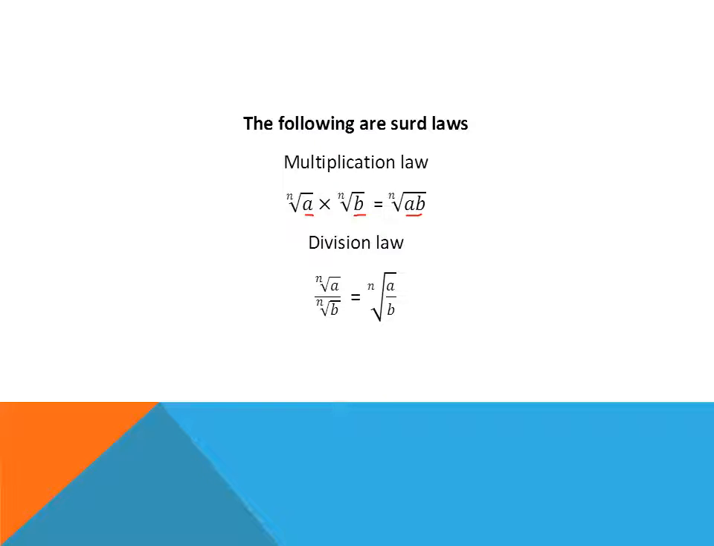The following are surd laws. We have the multiplication law and we also have the division law. When doing multiplication of surds, we multiply the radicals, as indicated by the ink sign. A multiplied by B, so we are going to have the nth root of AB. We do the same thing with the division law. We are dividing the radicals, so we are going to have the nth root of A divided by B.